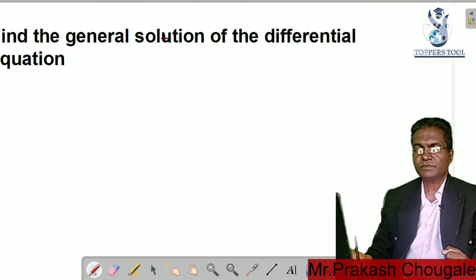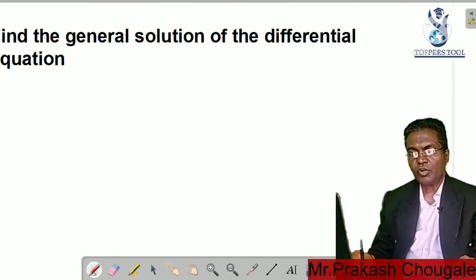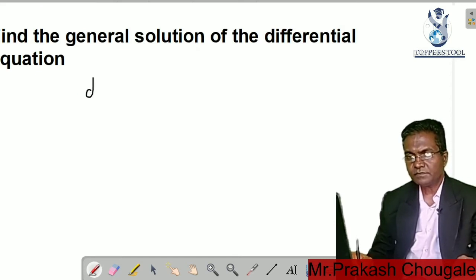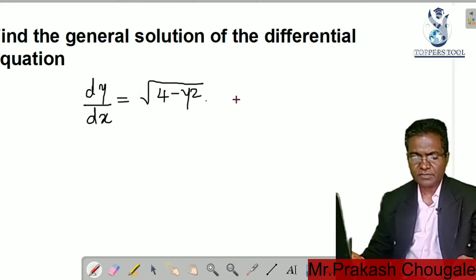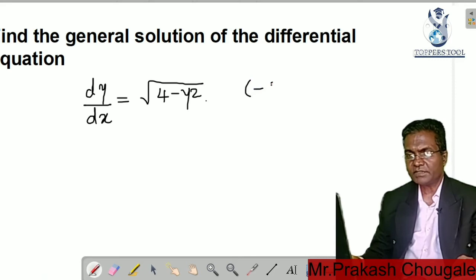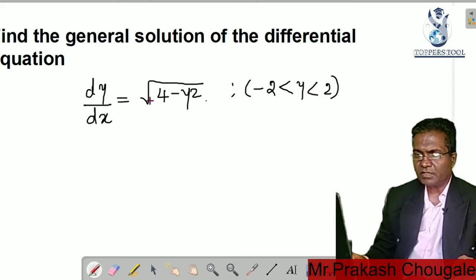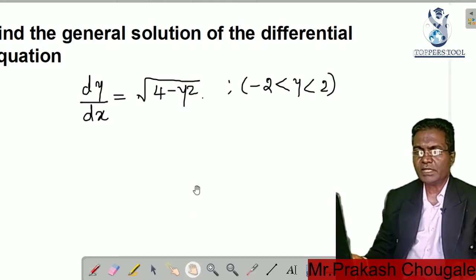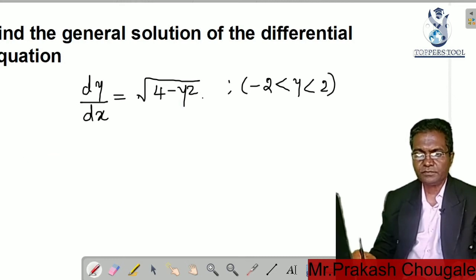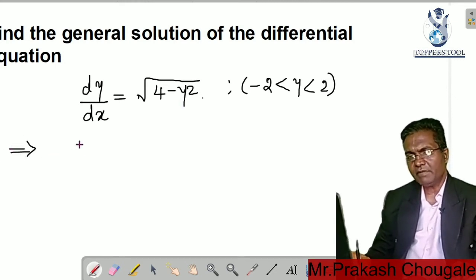Next, find the general solution of the differential equation dy by dx is equals to, this is second number of 9.4, square root of 4 minus y square. This is, x or y is in between minus 2 and 2. Okay. So because inside it has to be a positive real number. Now separating variables.